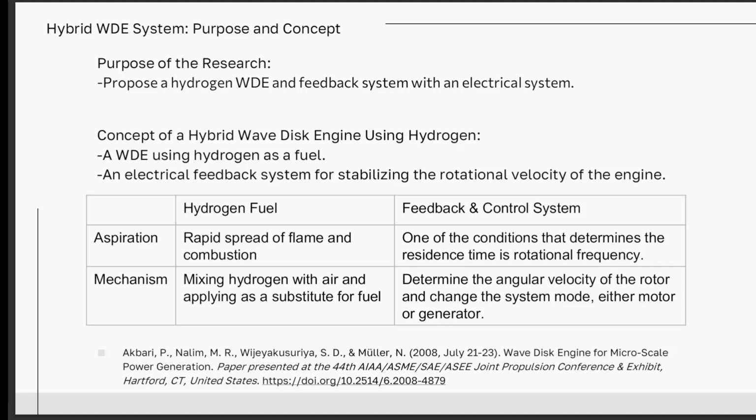The feedback and control system focuses on stabilizing the engine RPM. In a wave disk engine, the rotational speed of the rotor is one of the conditions that determines the residence time of the gas and shock wave. The electrical system monitors the angular velocity and changes the system mode. When the RPM exceeds the target angular velocity, the system acts as a generator, converting mechanical energy into electricity. Conversely, when the RPM falls below this target angular velocity, the system serves as a motor and accelerates the rotor.